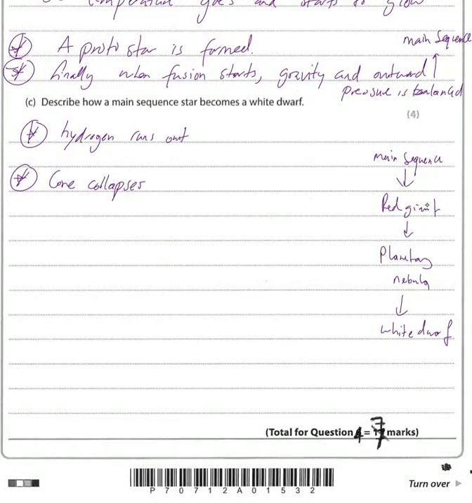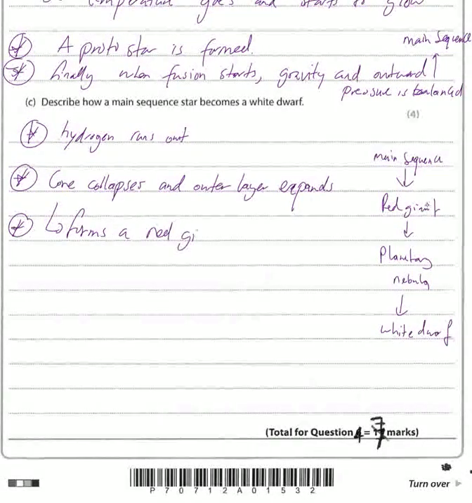Collapses, and outer layer expands. Okay. This forms a red giant. Okay, now red giant is going to fuse. It's going to fuse helium now. It's going to start fusing helium. Okay, so started fusing helium. Okay, fusion of helium. Okay, as you can see here, there's a flow to my description.